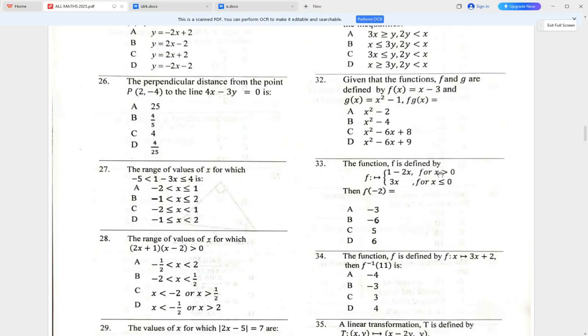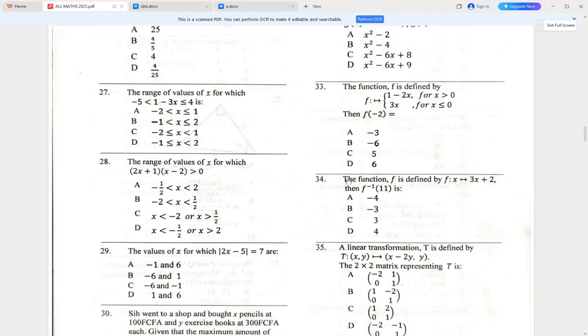That's 1 minus 2x for x being greater than 0 and 3x for x being less than or equal to 0. Then f of negative 2 is equal to. First of all, we have to understand that negative 2 exists in the range x being less than or equal to 0. So we are substituting negative 2 into f of x being equal to 3x. Now substituting negative 2 where we find x, we have 3 times negative 2, which is equal to negative 6. So question 33, we have B, negative 6.